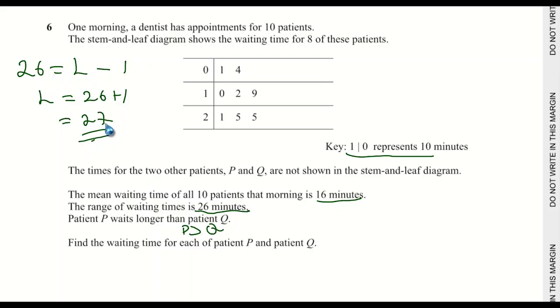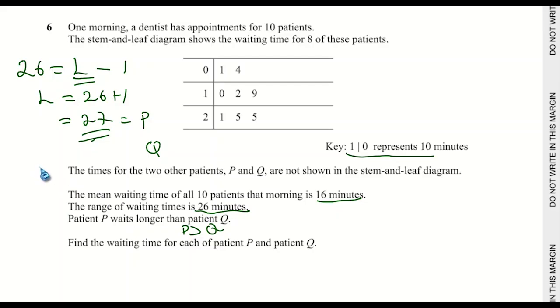But we need to get the second number, right? Of course this is going to be the value of our P because it is the longest waiting time. That means the second waiting time Q cannot be greater than 27, because the longest waiting time is 27. So we can say P equals 27. Now let's find the value of Q. We can get the value of Q from the information given to us about the mean.